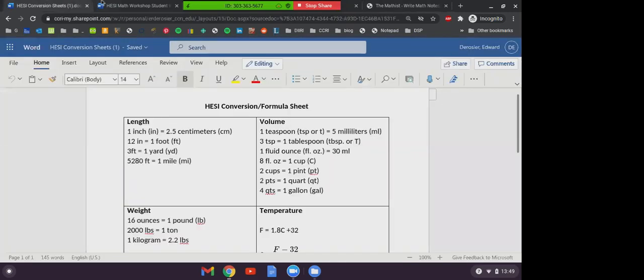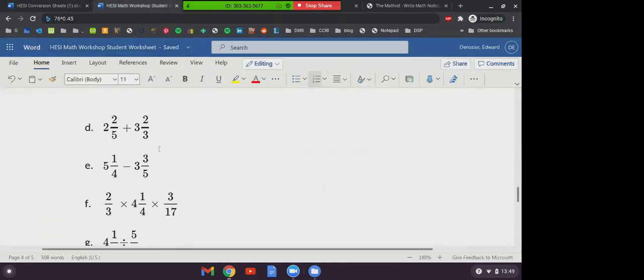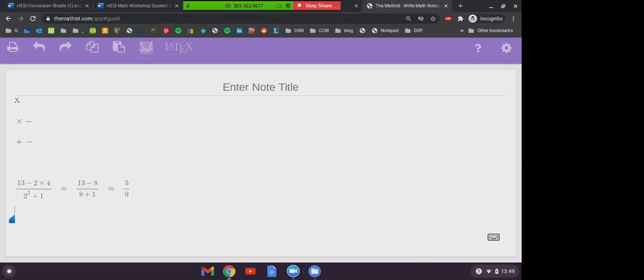All right. Let's look over here. And this one, now the next ones here are fractions. So it's 2 2/5 plus 3 2/3. Okay. So there's 2 ways you can do it, and either way is fine. You can either make them improper, or you can treat them as mixed numbers. Both ways work fine, but both ways you have to get a common denominator.